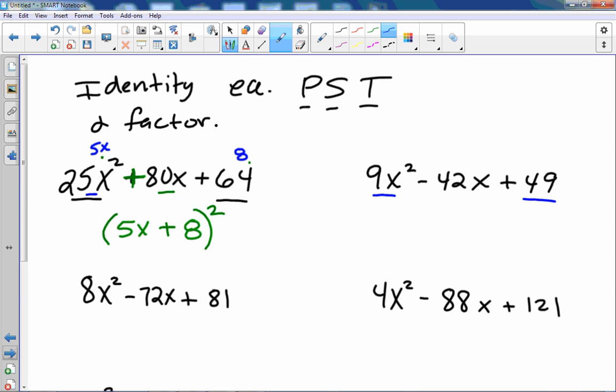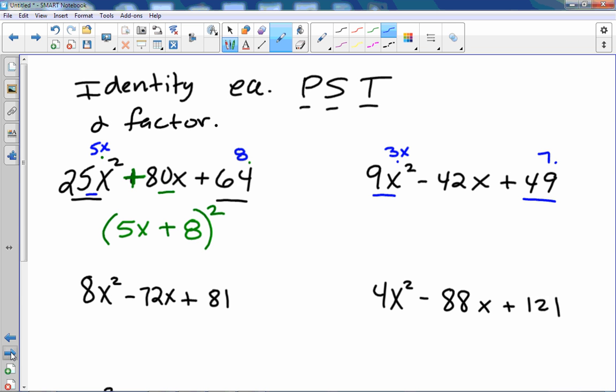So above them here, let's write the square roots of those 2 numbers. The square root here would be 3x, and then the square root here would be 7. Now, if I take those 2 numbers, the 3x and 7, and multiply and double, it should give me the middle term here. So let's see. 3x times 7 is 21x, and 21x doubled would be 42x.